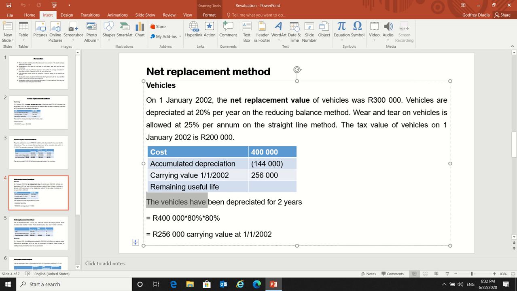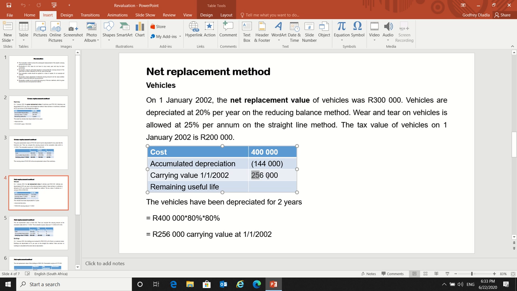The vehicle has been depreciated for 2 years. Now look at it this way. 400,000 times 80% times 80% will give you the 256, which is the carrying value. So it tells you that this asset has been depreciated for 2 years now, right? But be careful that we are using net here. We are no longer using gross. We are using net, isn't it? So this 256 is a net amount, after deducting something, right?